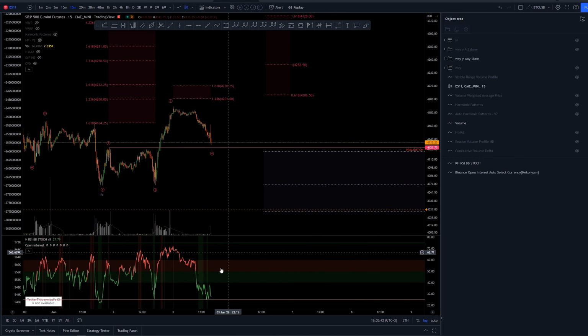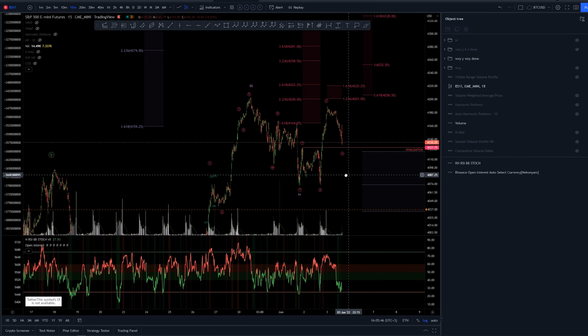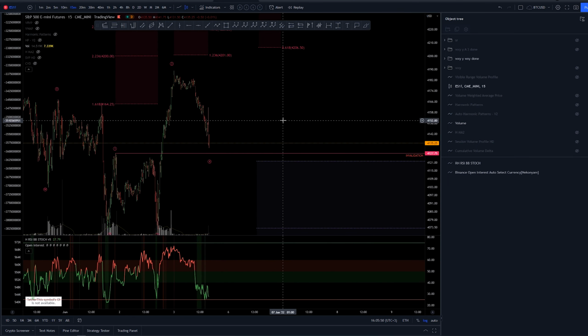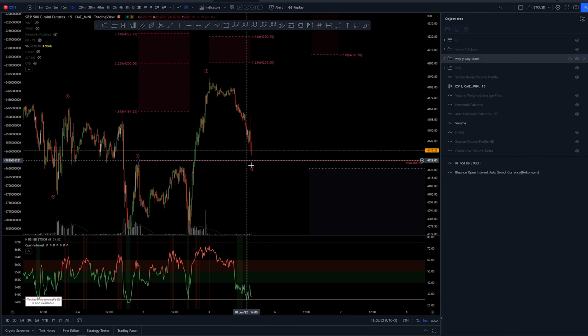We do have some kind of bullish divergence forming here currently, so that could be a possible long setup as well, just trying to catch the last leg. But again, invalidation for this setup is really close.